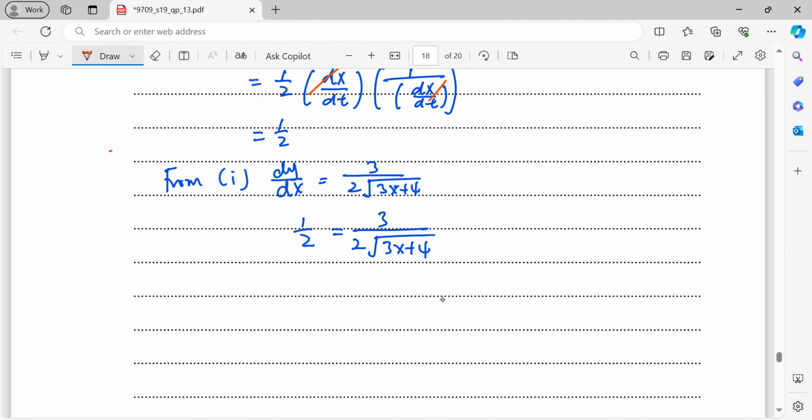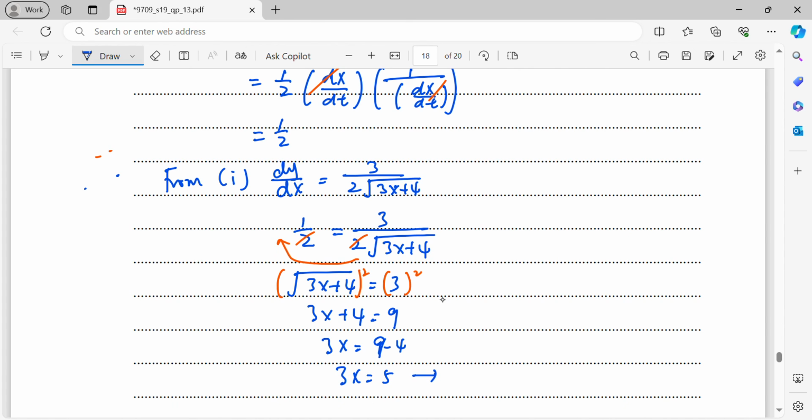So the denominator will be cancelled off. Now to get the x, this square root moves up. So it means that now I will be getting square root of 3x plus 4 equals 3. So now square both sides to eliminate the square root. The square and square root cancel off. Left hand side will be 3x plus 4. Then right hand side, 3 squared is 9. Therefore, 3x equals 9 minus 4, that is going to be 5. So I get 3x equals 5. Hence, my x is 5 over 3.